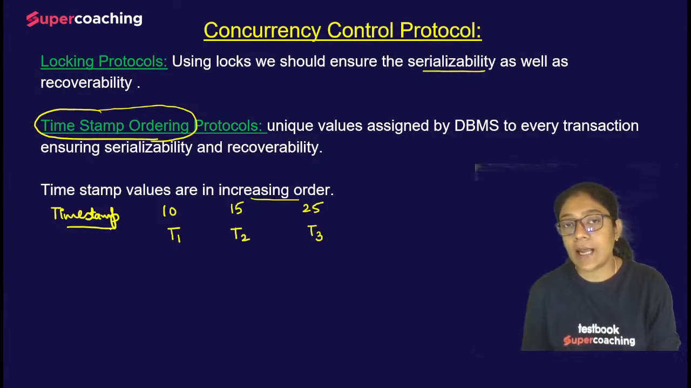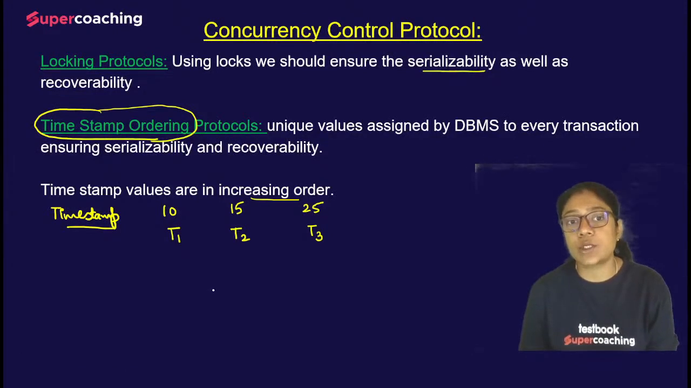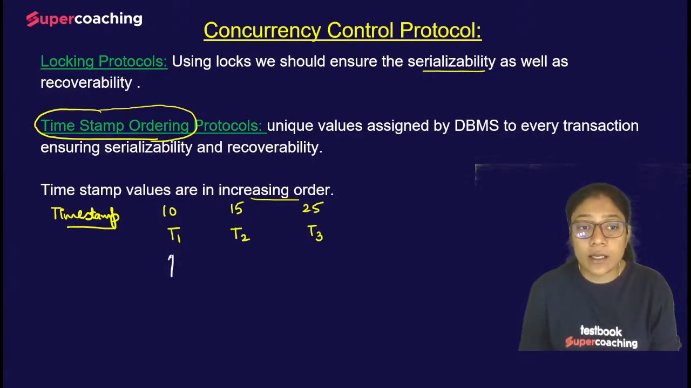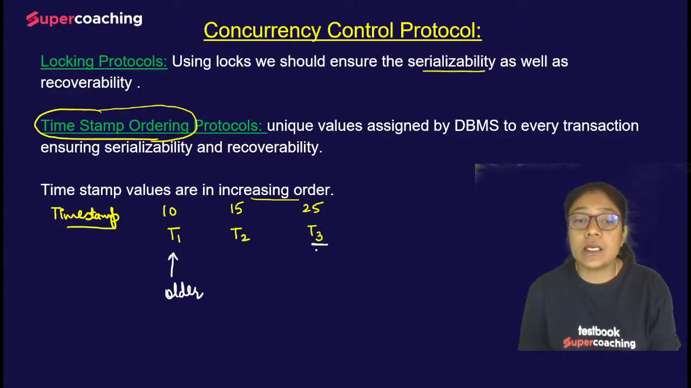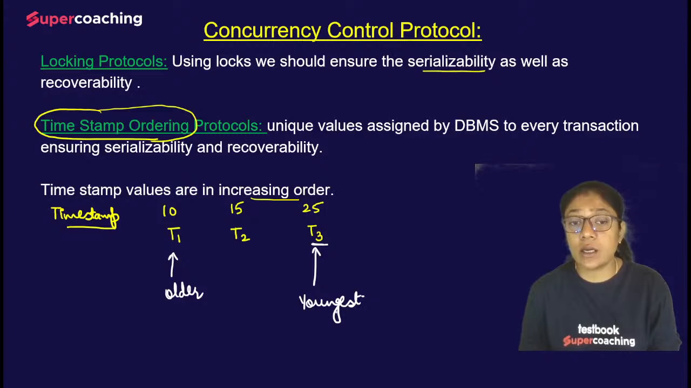So these are the valid timestamps, and on the basis of these timestamps we can identify which transaction is younger and which transaction is older. The transaction that came first is obviously older, right? So T1 is the older transaction here and T3 is the youngest transaction. You get this point? So on what basis are we identifying which transaction is older or which is youngest? It's on the basis of the timestamp value.